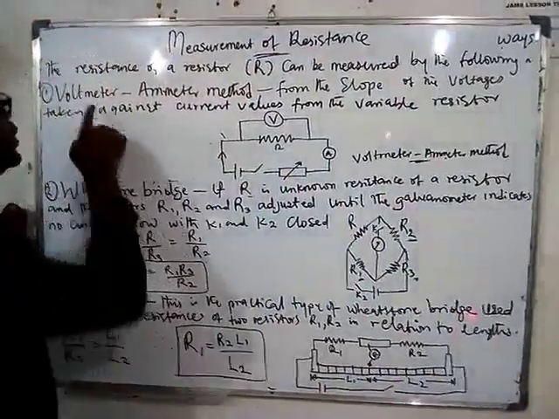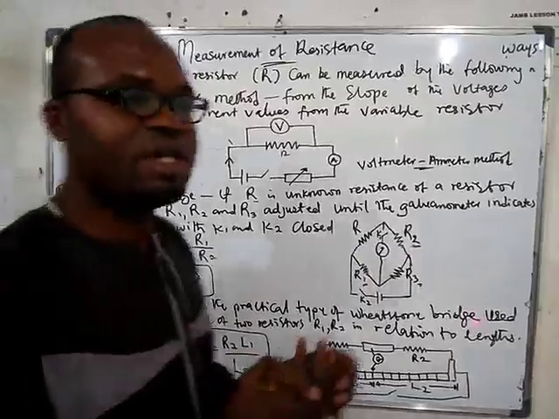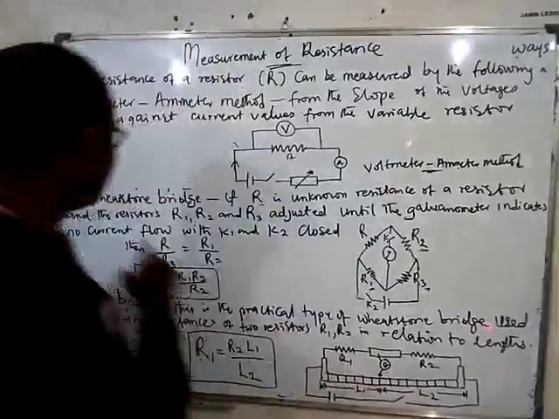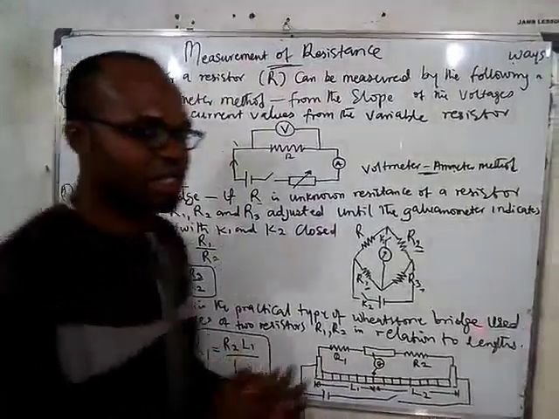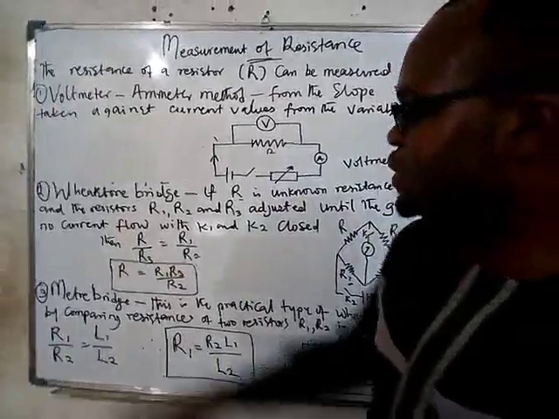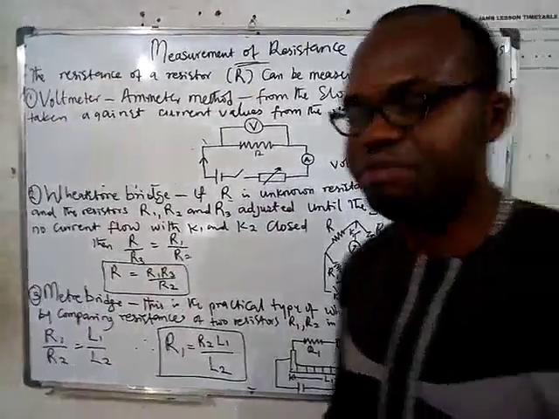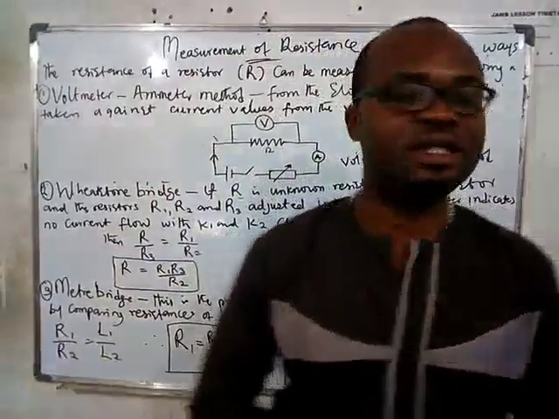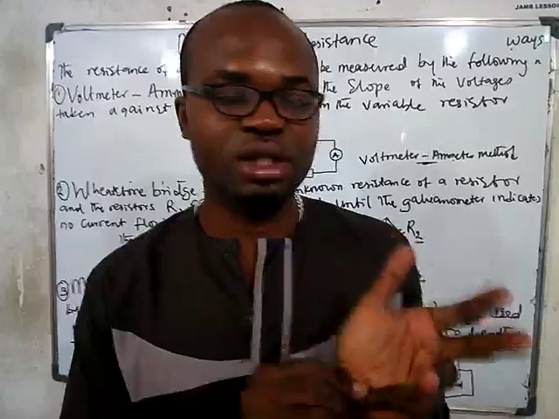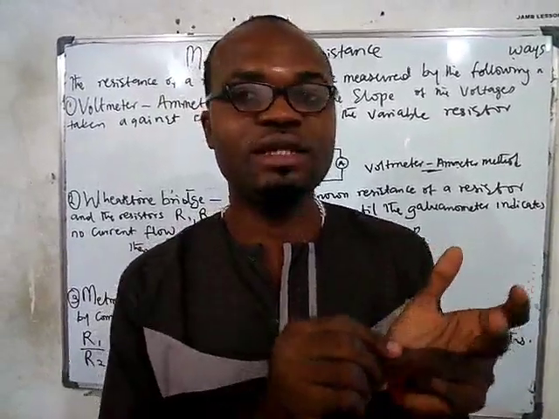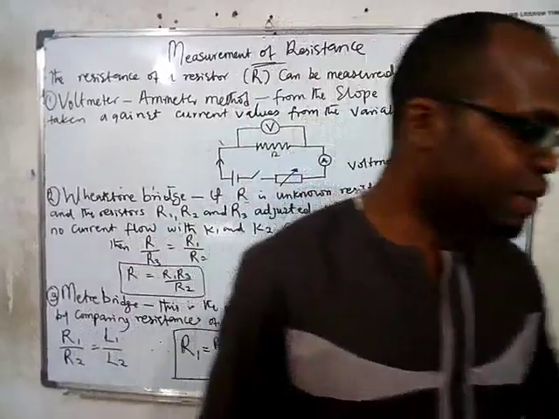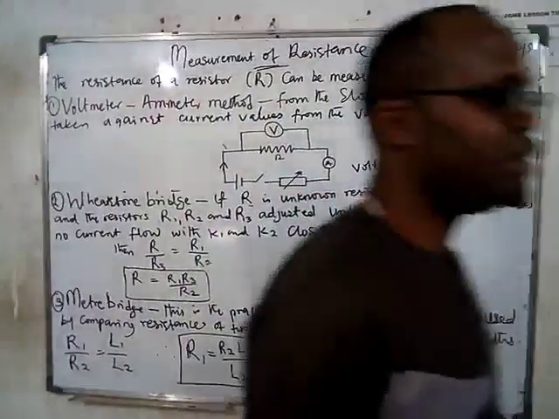Number one is that we can use the voltmeter ammeter method. Number two is that we can use the Wheatstone bridge. We can use a setup or an apparatus known as Wheatstone bridge. And number three, we can use another apparatus known as meter bridge. So three ways of measuring the resistance of a resistor are: number one, voltmeter ammeter method; number two, using a Wheatstone bridge; number three, using a meter bridge. So I'm going to explain all these different ways of measuring resistance.